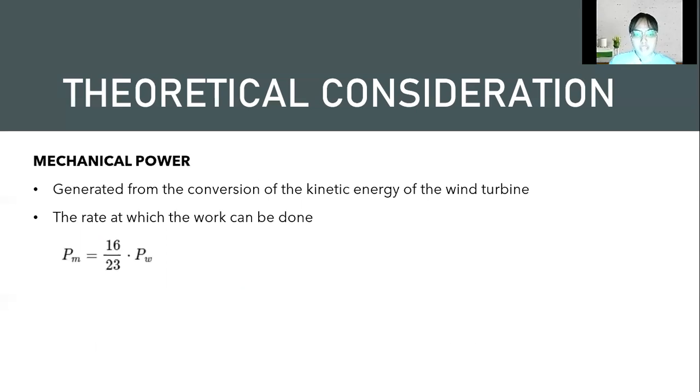Next is the mechanical power. Mechanical power is generated from the conversion of the kinetic energy of the wind into the turbine. This is also the power output and is referred to as the rate at which work can be done. So the mechanical power of the wind can be computed with the use of the following equation. The next slide will be discussed by Jacob Parado.